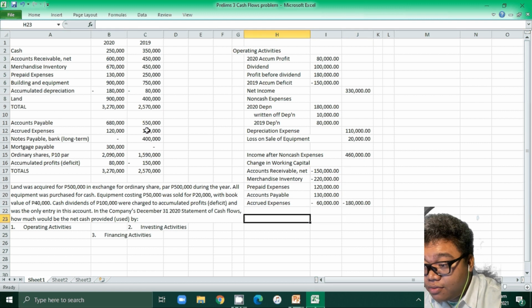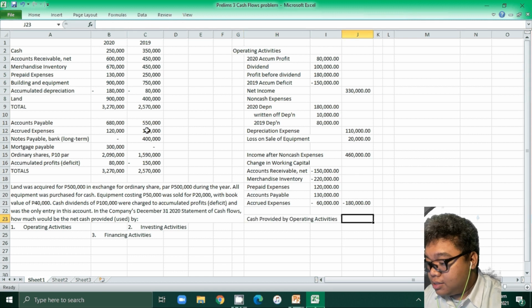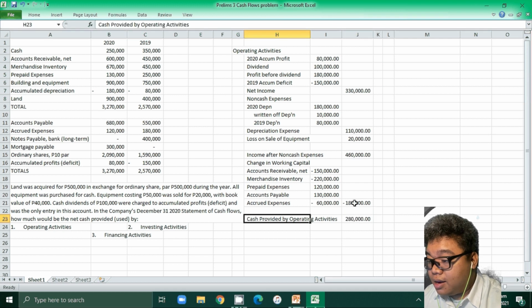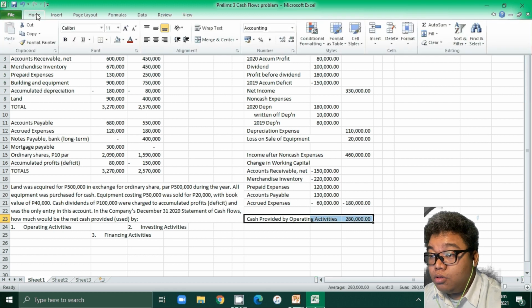Do we still have other items pertaining to operating activities? When there are none, this would be our cash provided by operating activities, which is 460,000. So we'll deduct 180,000 there. So that would be 280,000.